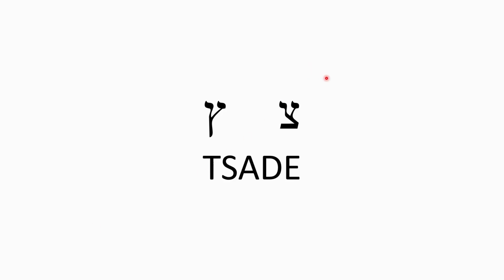Tzadi is ts, like ts or tz. We don't have a letter like that in English. And when it comes at the end of the word, it's final ts. It's like half a triangle, and then a little bit here on the right. The next letter is the letter Kuf with the sound of K again.